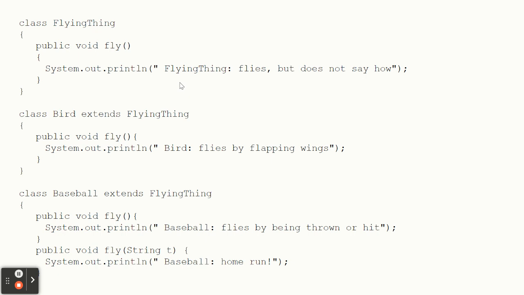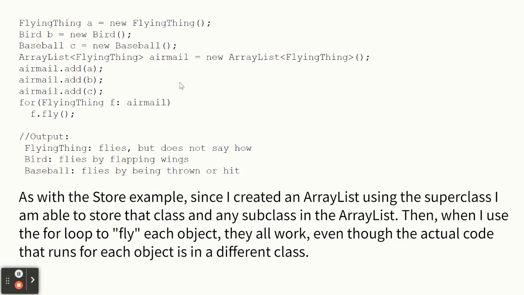A little bit random, but this is polymorphism in action. We could make an array list or an array that was of the flying thing type, and then we could put bird, baseball, and generic flying things in there, and we could fly them all. All the code would work, even though it's different things on the back end. So here's an example of that. I made a flying thing, a bird, and a baseball. I added them all to an array list of flying things, and then I flew them all, and they all work, even though they're all different things.